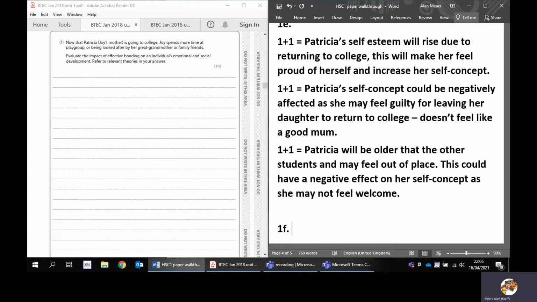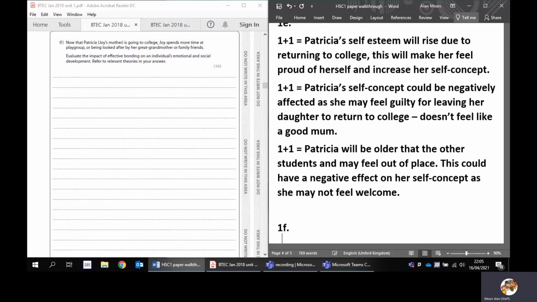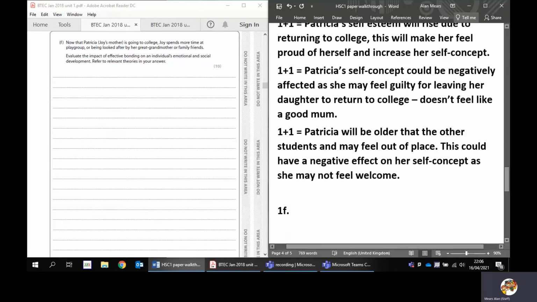So we've now got that Patricia, Joy's mother, is going to college. Joy spends more time at playgroup or being looked after by her great-grandmother and family friends. So it says evaluate the impact of effective bonding on individuals' emotional and social development. Refer to relevant theories in your answer. So what we're going to look at here is a relationship, emotional connections and bonding. So one of the things we want to start off with is maybe defining this.